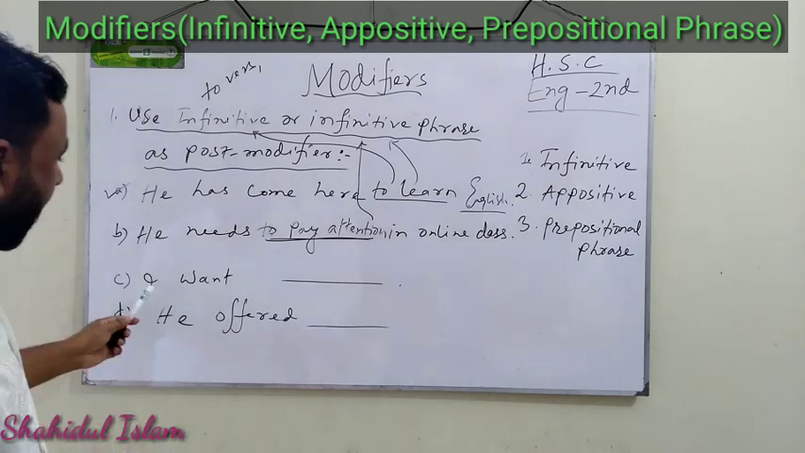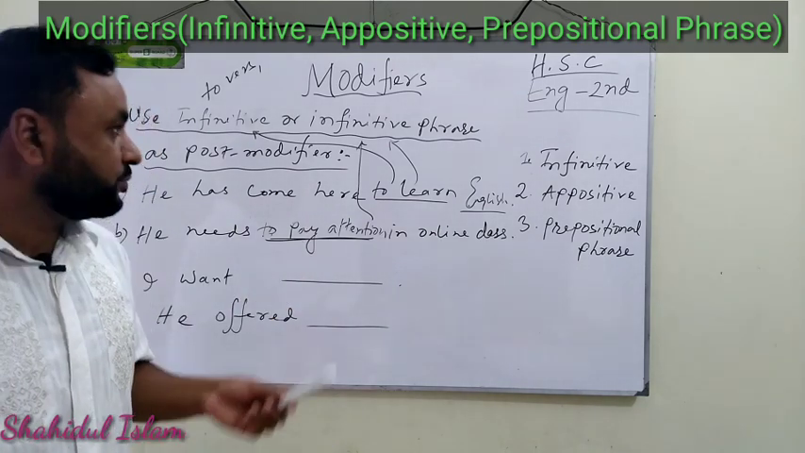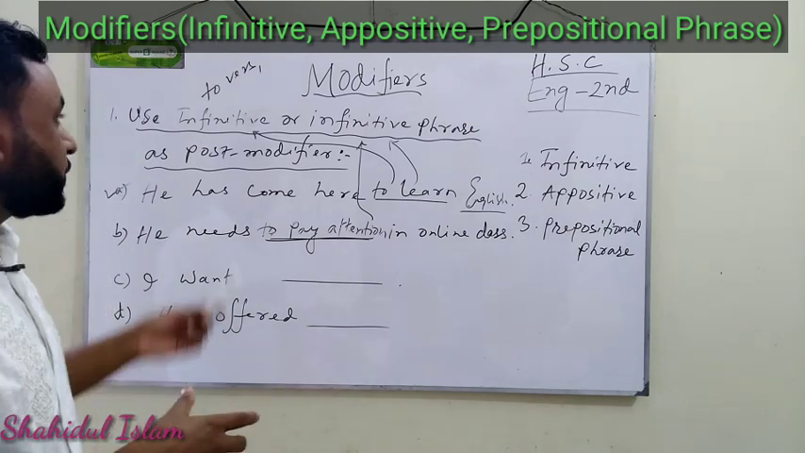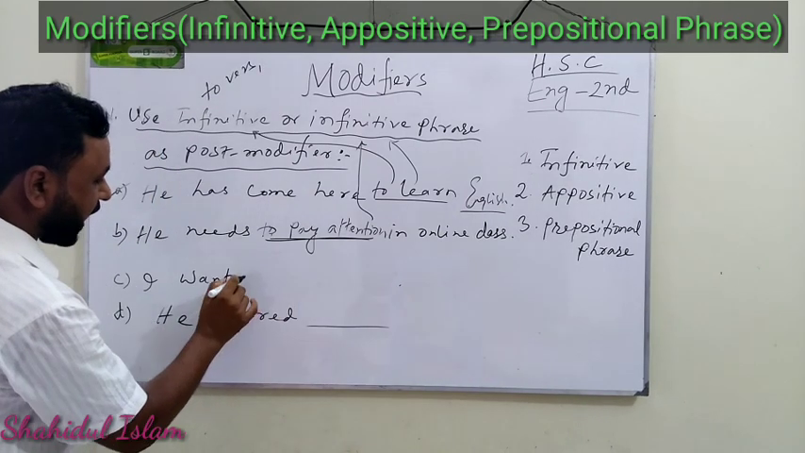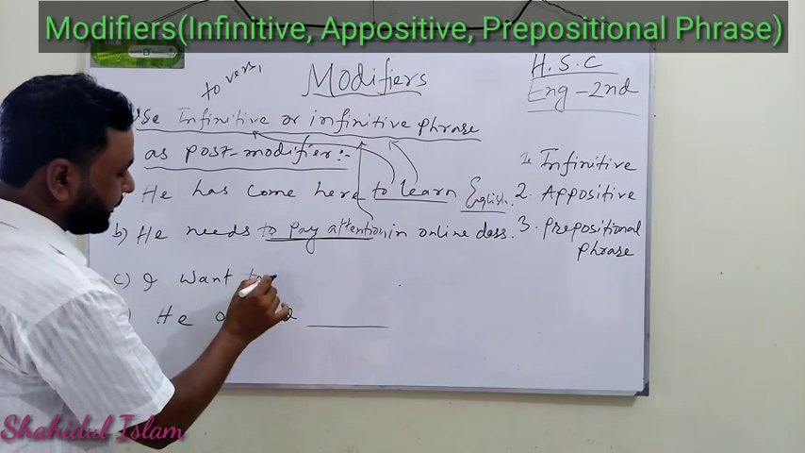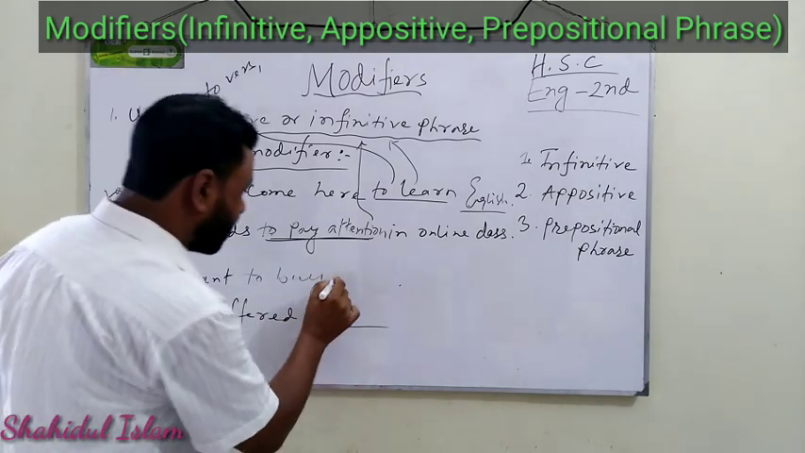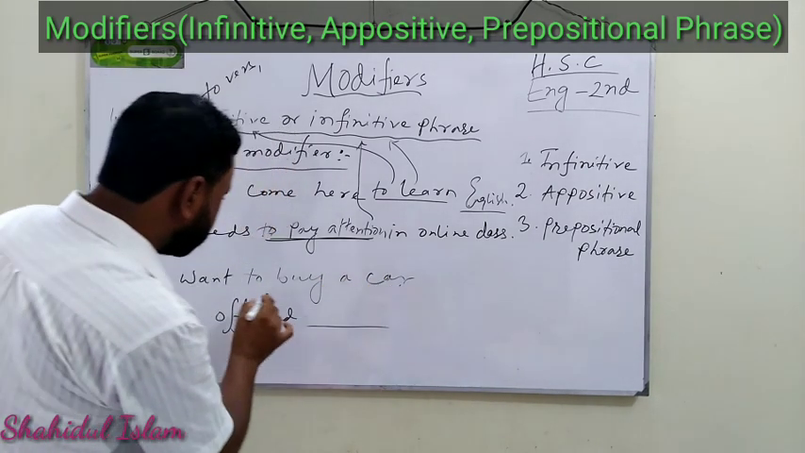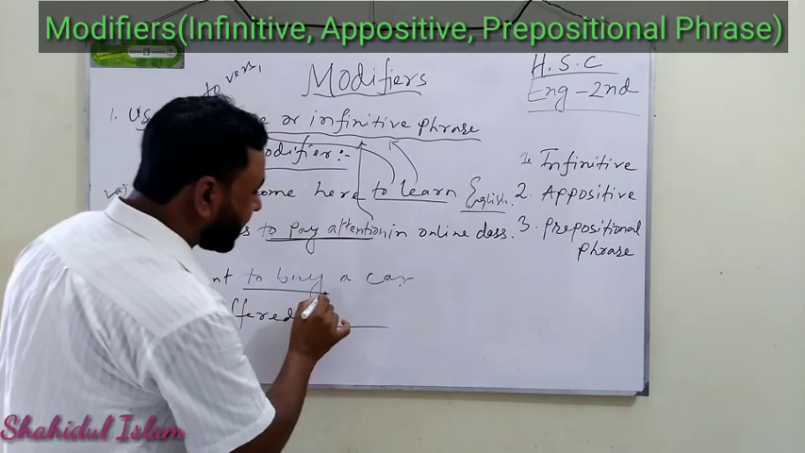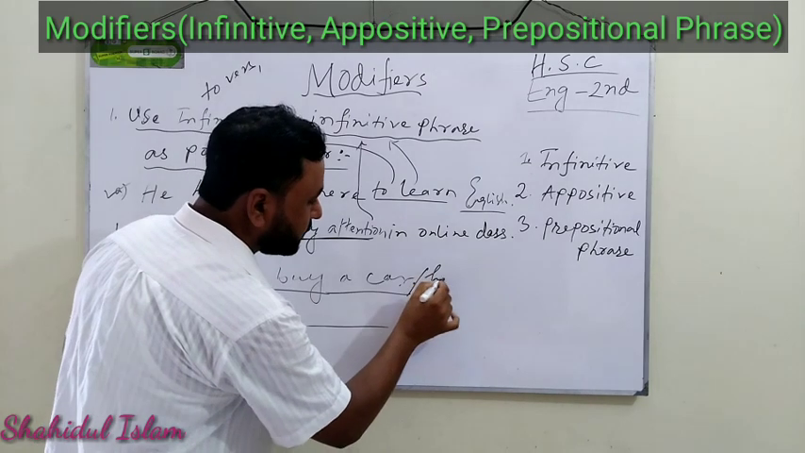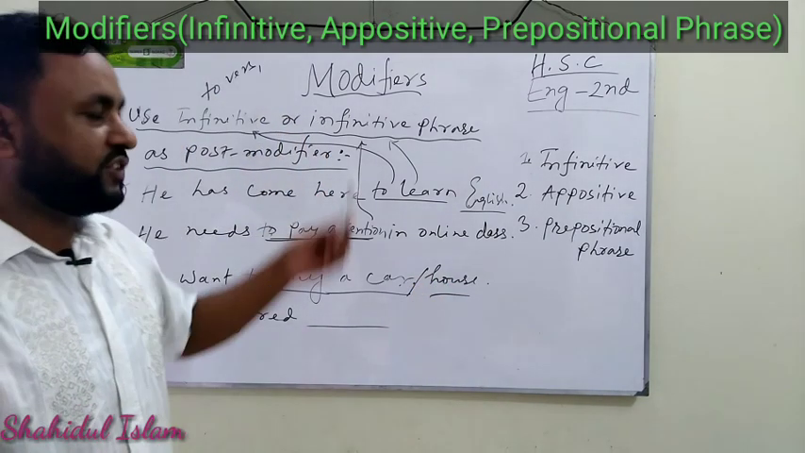Number C, "I want dash." You can use any kind of words or phrases ending with an infinitive. I want to buy a car. Just "to buy" will be an infinitive, and "to buy a car" or "to buy a house" and so on you can use here, and it will be an infinitive phrase.